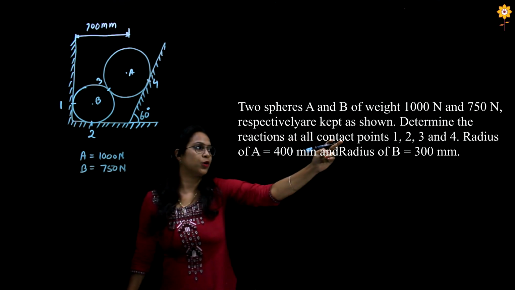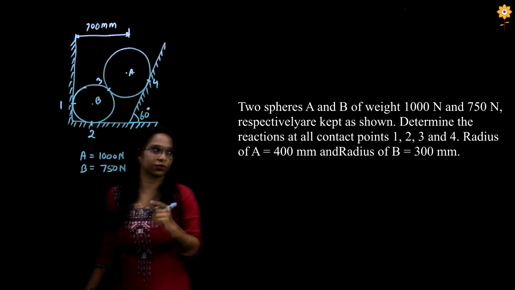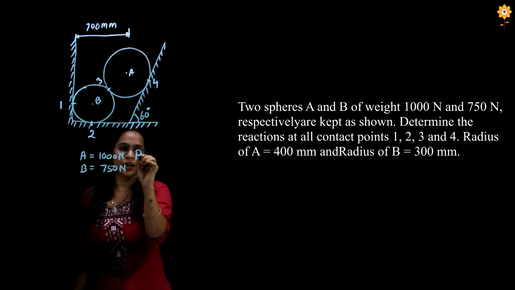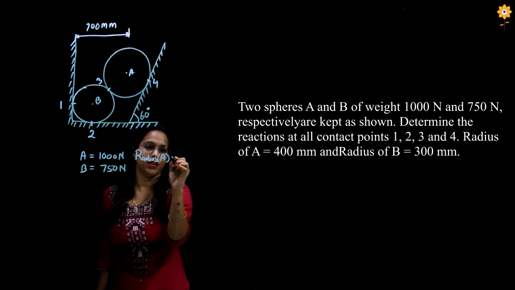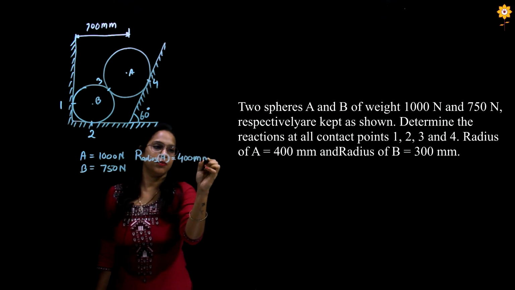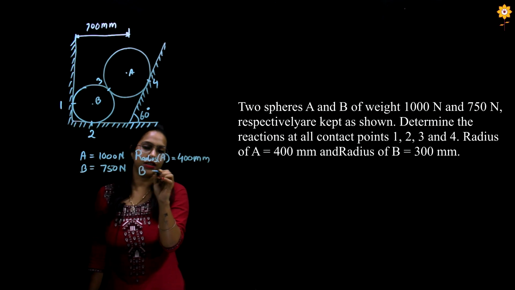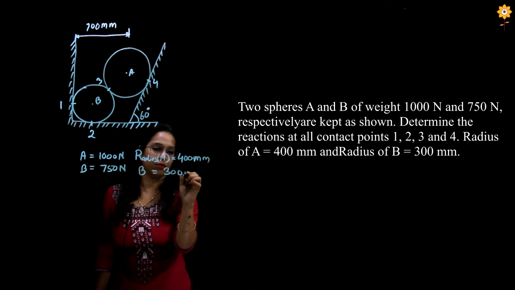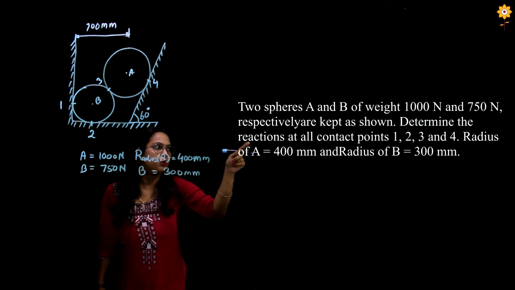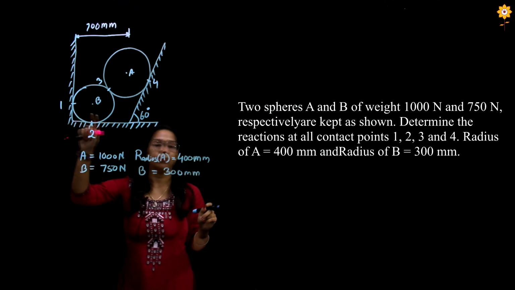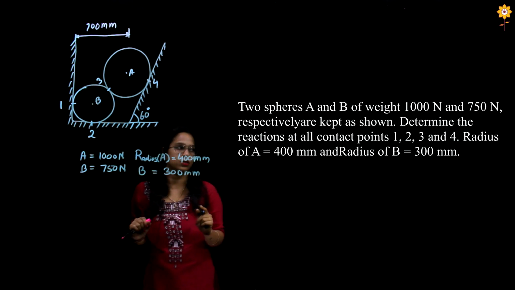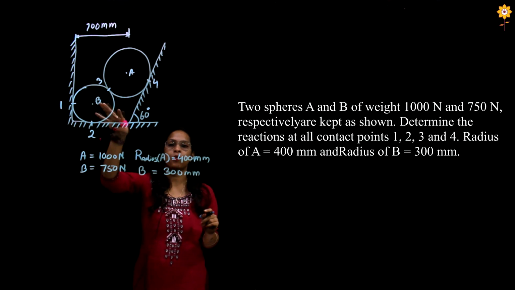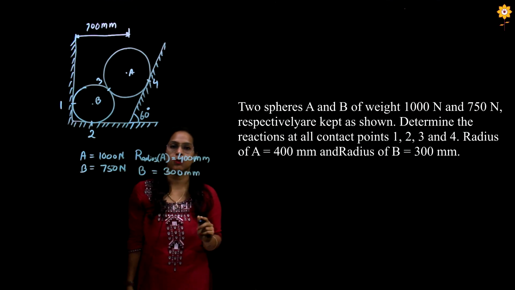In the last we have also been provided with the radii of the balls. For A, the radius is 400 mm and for B it is 300 mm, and we have to find the reactions at points 1, 2, 3 and 4. The most important information is that the system is in equilibrium.